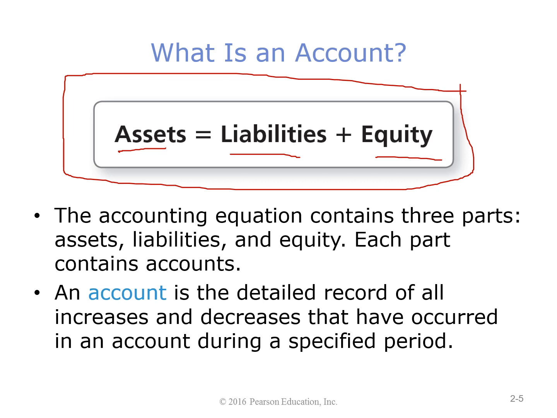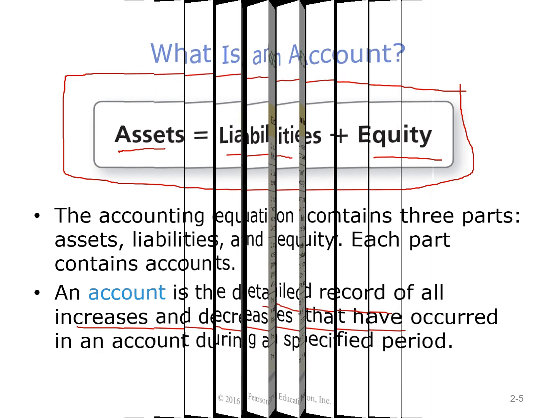An account is the detailed record of all increases and decreases that have occurred in an account during a specified period. This means assets is an account category that includes the cash account, accounts receivable account, prepaid account, inventory account, and equipment account. Each account is a detailed record of all increases and decreases, as we discussed in chapter 1, that occur during a specific period.